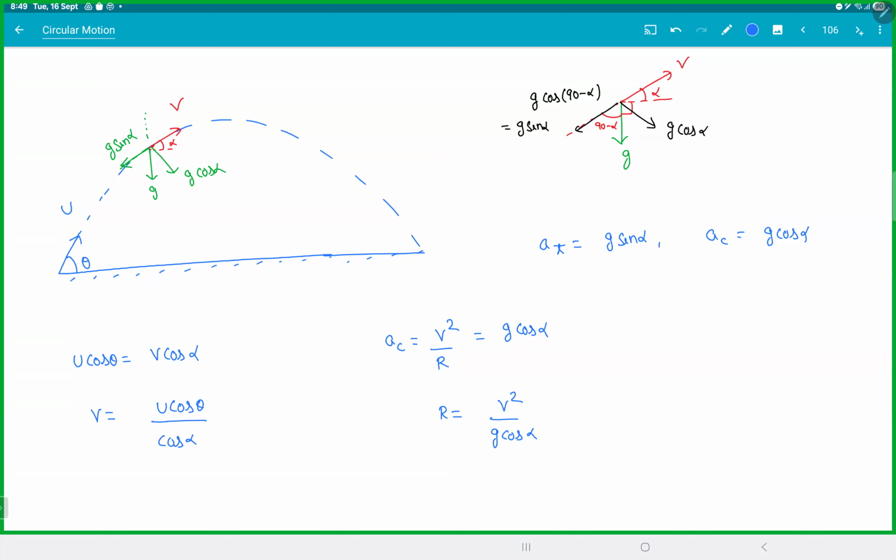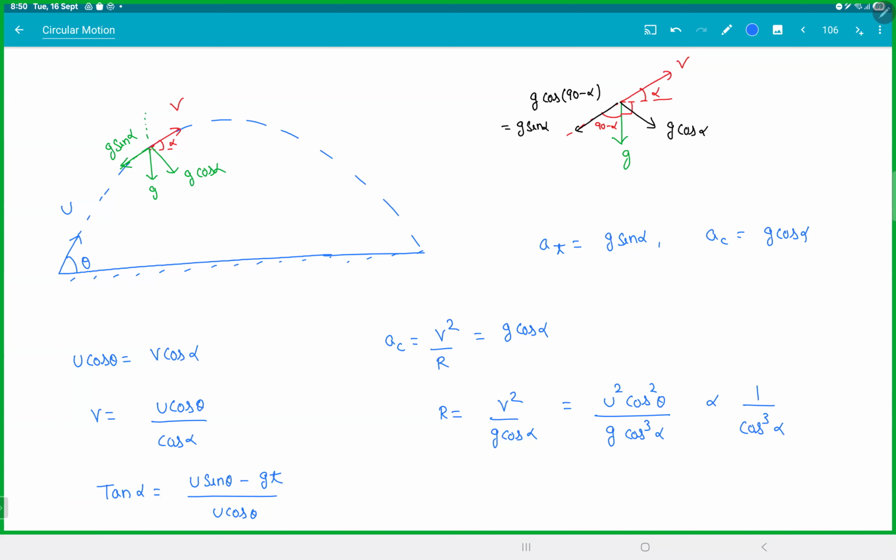V is u cos theta by cos alpha. Let's say they ask you to find it as a function of time t, then there's only one formula for alpha and time: tan alpha will be u sin theta minus gt by u cos theta. So if you substitute here, this ends up to be u square cos square theta by g cos cube alpha. There was a question like this once. The radius of curvature is proportional to what? 1 by cos alpha, 1 by cos square alpha, 1 by cos cube alpha, 1 by cos power 4 alpha. Check. There we got everything: radius of curvature, a tangential, a centripetal.